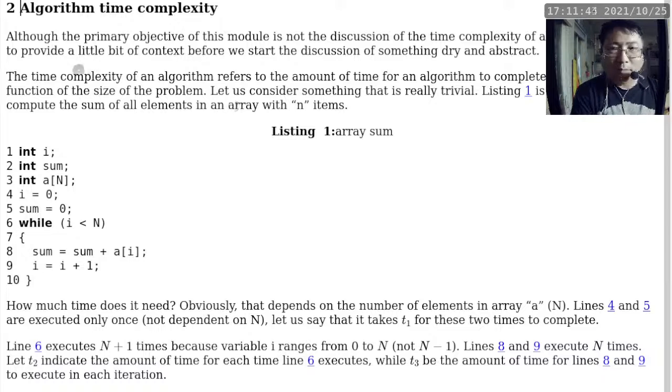All right. So the time complexity of an algorithm refers to the amount of time for an algorithm to complete. And it is usually a function.